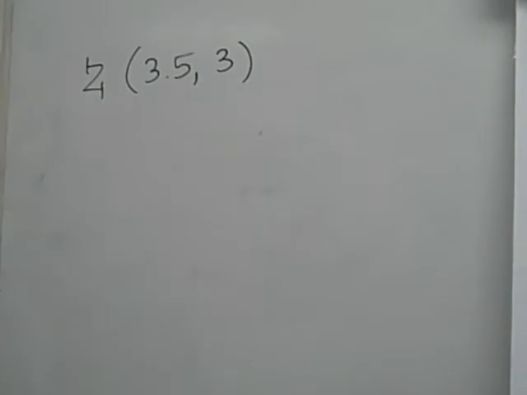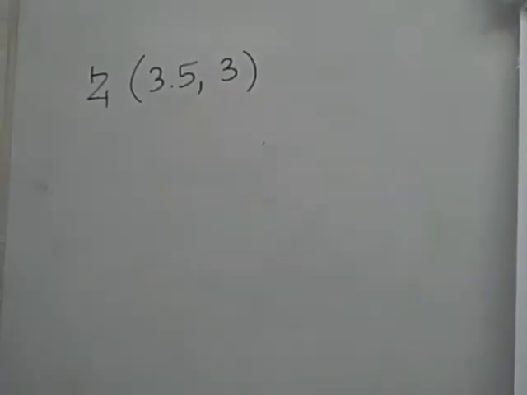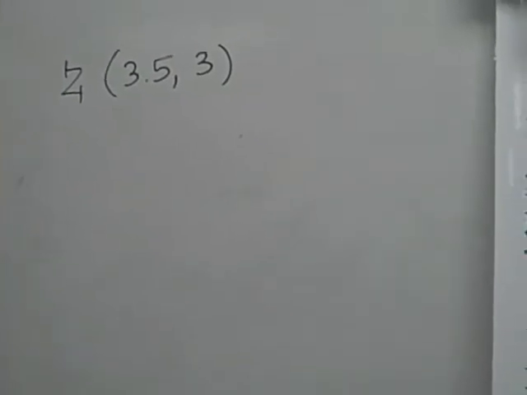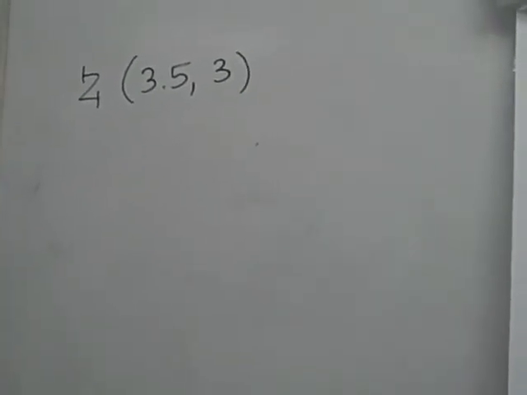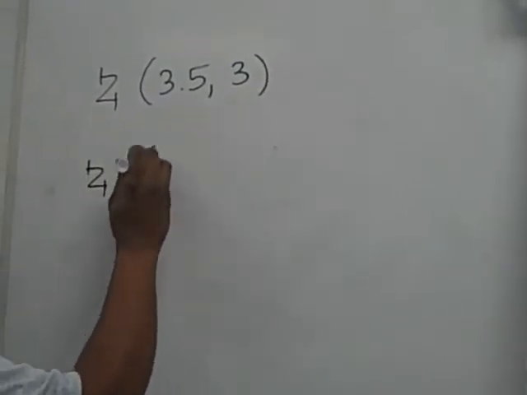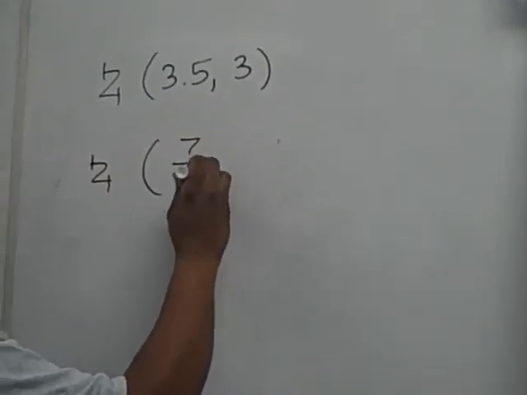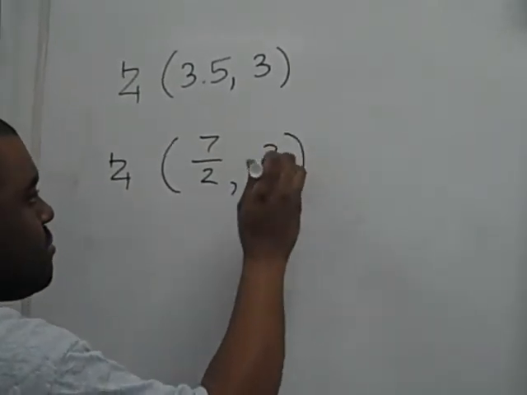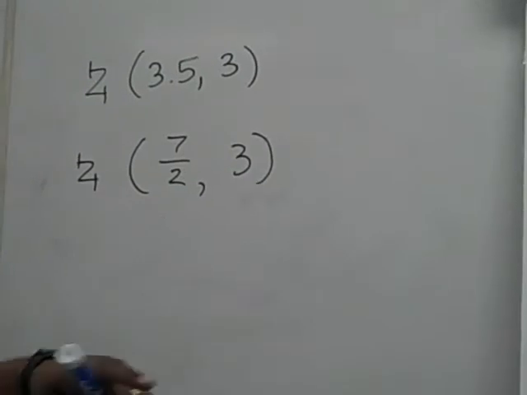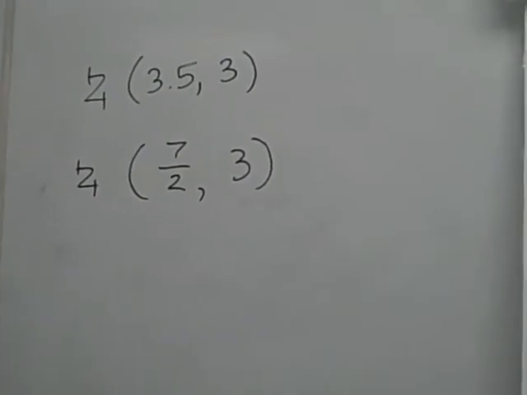But I told y'all before that in high school it's okay to have improper fractions. So we're going to make 3.5 a fraction. Anybody remember what that is as a fraction? That's right. Z is at 7 over 2, comma 3. So that is the point where the diagonals actually intersect.